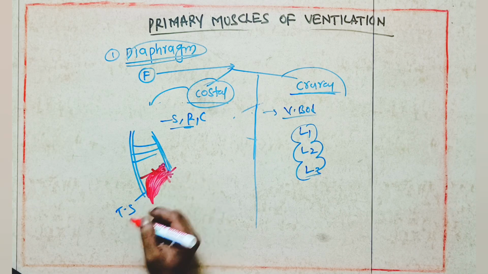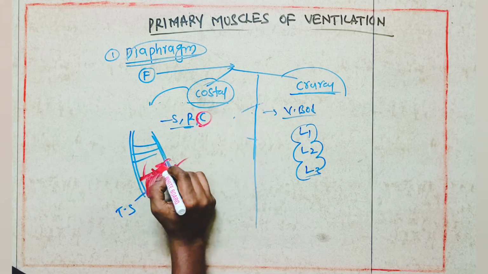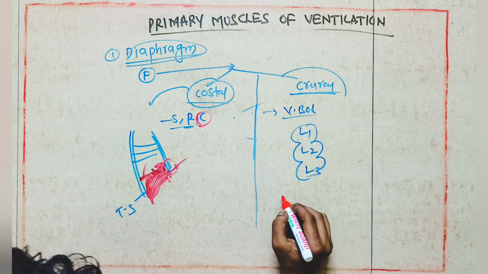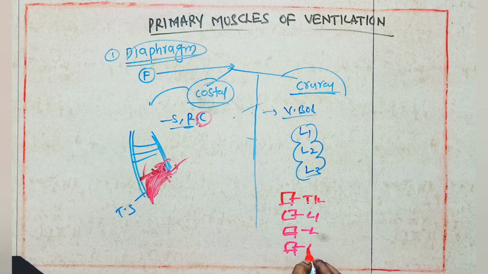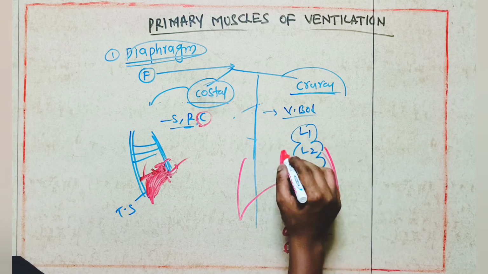This is the costal portion of the diaphragm. So here is the sternum, here is the rib, and here will be the costal cartilage. Clear. This is the costal portion. If you see the crural portion, this is our T12 vertebra, and this is our L1, L2, and L3. Suppose the ribcage is ending here. Okay, this is the sternum.